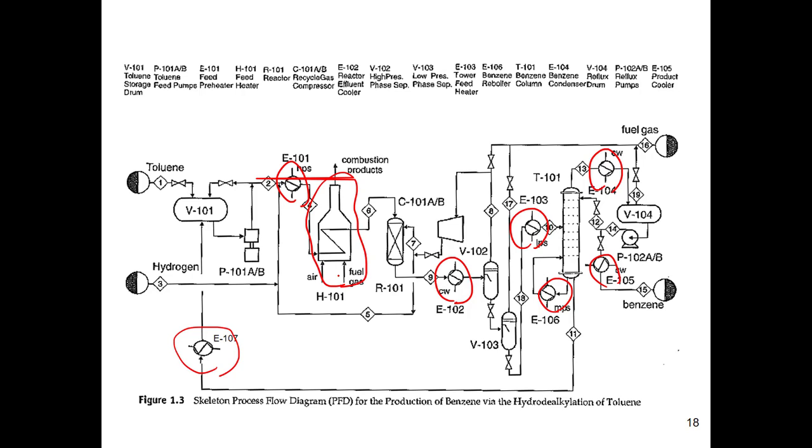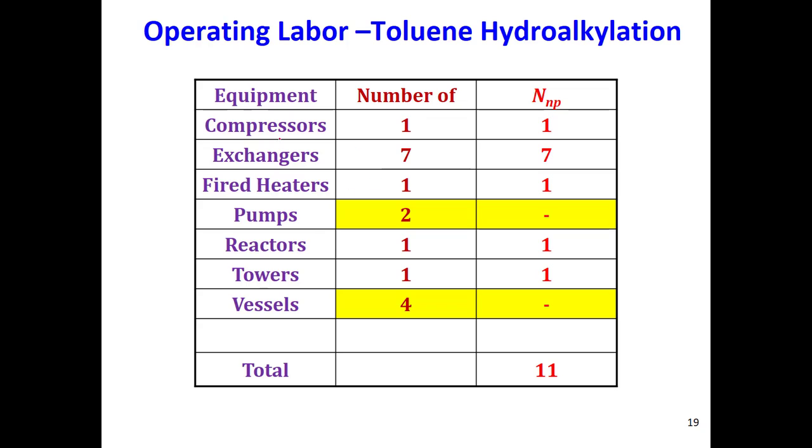I have one heater here, right? So I find the number of each of these equipment that I have, and then I list them in such a table. So I have one compressor, 7 heat exchangers, one fired heater, 2 pumps, 1 reactor, 1 tower, and 4 vessels. Those are the total numbers, but which ones are particulate and which are non-particulate? We don't have any particulate. All of them are common, popular, normal equipment. We don't have fluidized bed or crystallization, things like that.